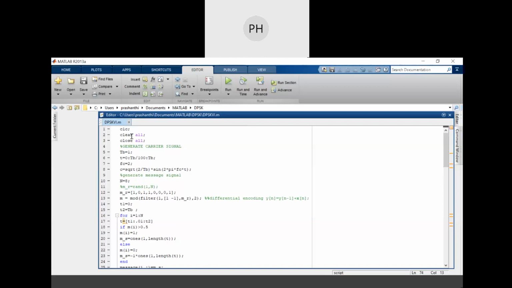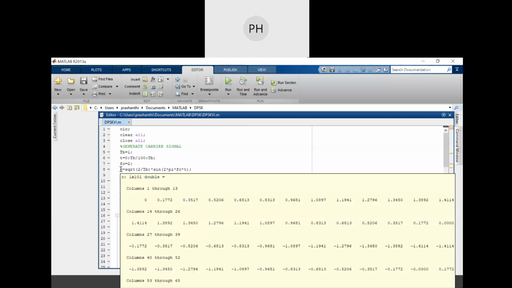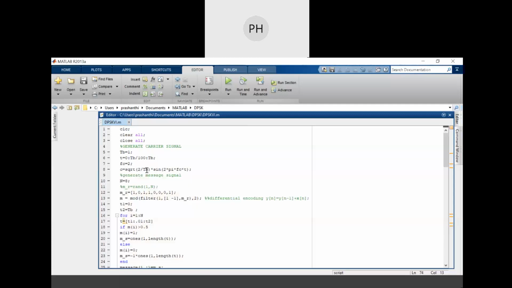So here in the code, first we need to generate the carrier signal. Tb represents the bit duration. We have a time axis from 0 to Tb, with a sampling step of Tb by 100. This is the carrier frequency, and c of t represents the carrier signal, which is given by square root of 2 by Tb into sine 2 pi fc t.